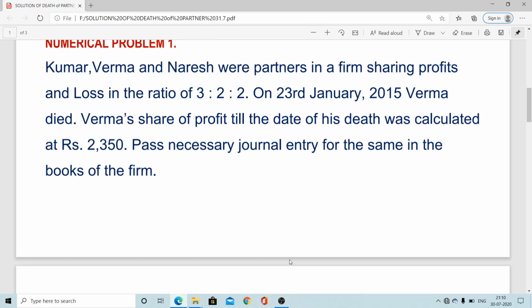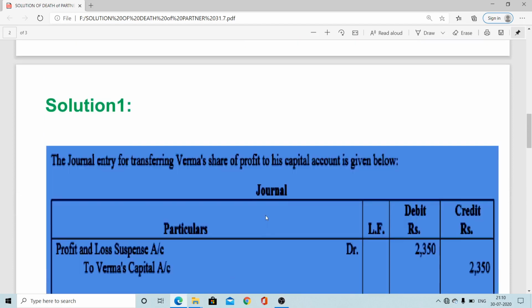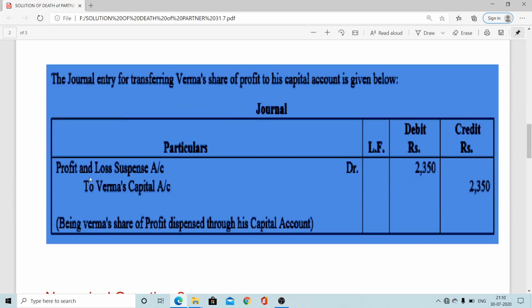So here it is very simple. Profit is already provided, so no need to calculate his share of profit. The deceased partner's share of profit calculation is not required. Whether it is time basis or turnover basis, that is not important to us. Already provided, only the journal entry is needed, that is profit and loss suspense account debit to Bharma's capital account. Here is the solution. Profit and loss suspense account debit 2350 to Bharma's capital account. That entry we already know, but again I have shown it here.